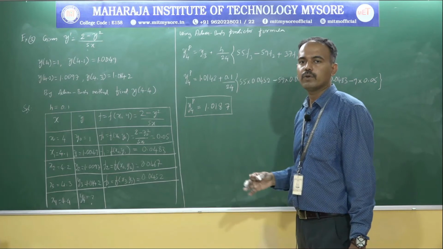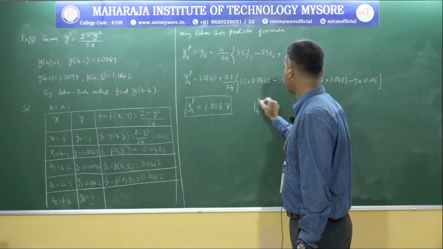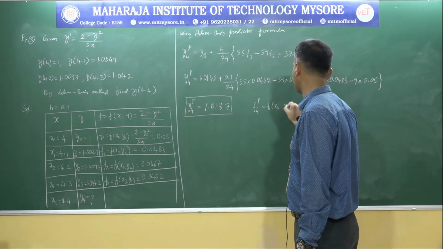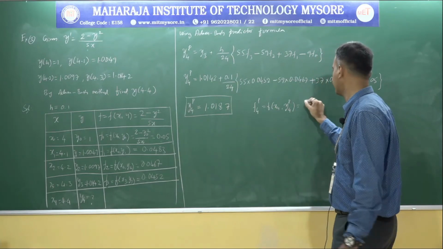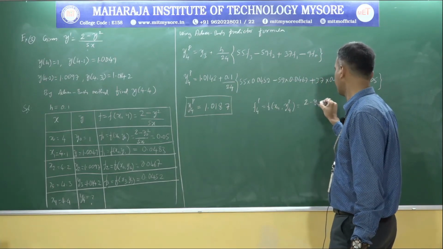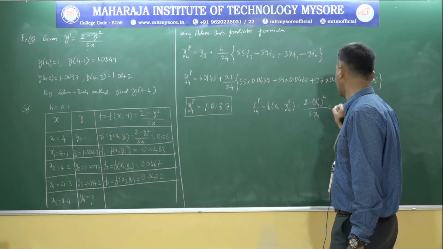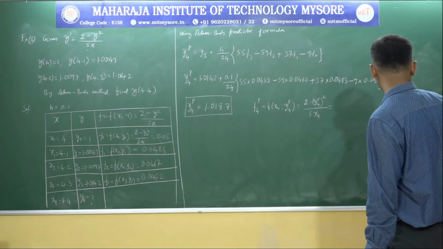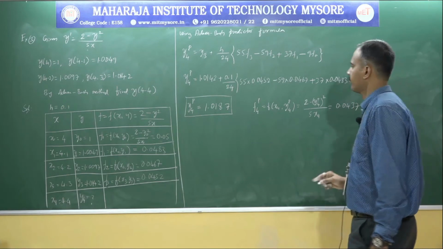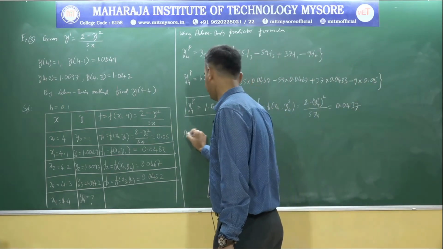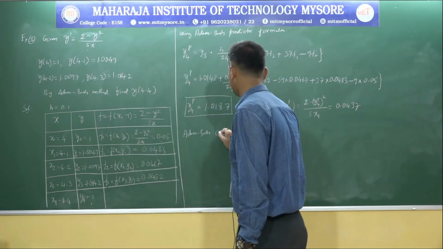Before going to the y4 corrector value, first we require f4p, which is f of x4 comma the value y4p substituted in the function: (2 minus y4p square) over 5 times x4. Substituting the data and simplifying, we get 0.0437. Next, the Adams-Moulton corrector formula.